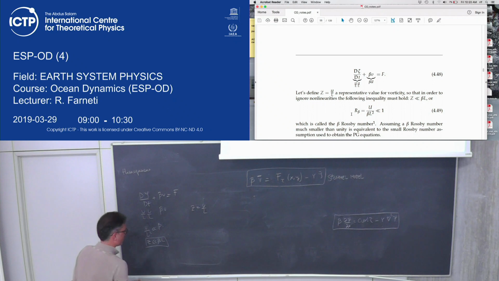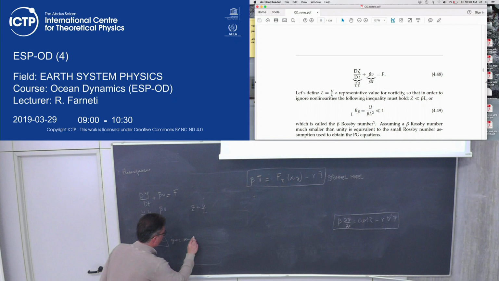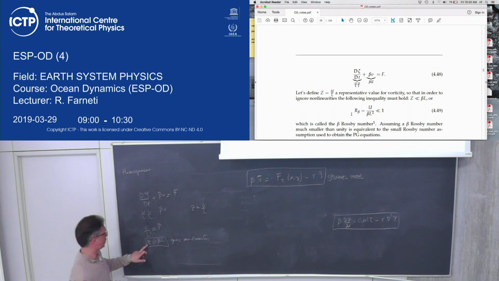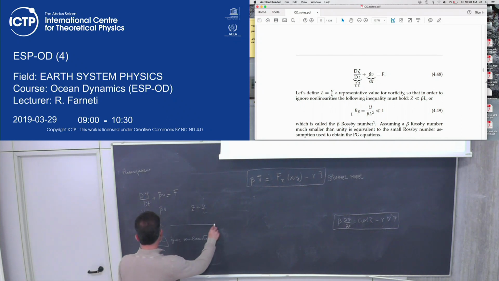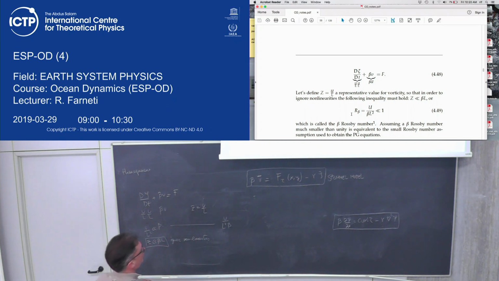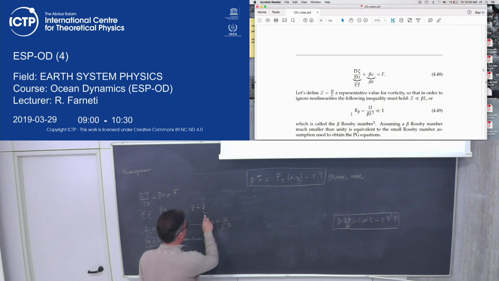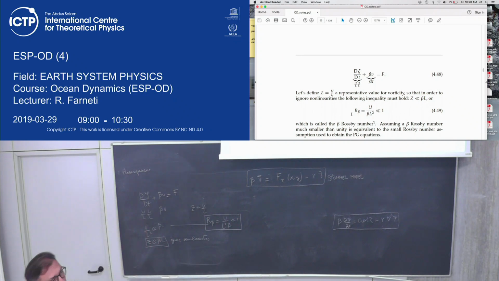So you can ignore nonlinearities when the scale for the vorticity Z is much smaller than beta L. In that case, you can ignore the nonlinearities. Or in other words, U over beta L squared is what we call the beta Rossby number. Assuming that the beta Rossby number is much smaller than unity, that is equivalent to doing the small Rossby number assumption that we did at the beginning to recover the planetary geostrophic equations. So when the beta Rossby number is much smaller than 1, then nonlinearities are not important, and you can just use the simple Stommel model.